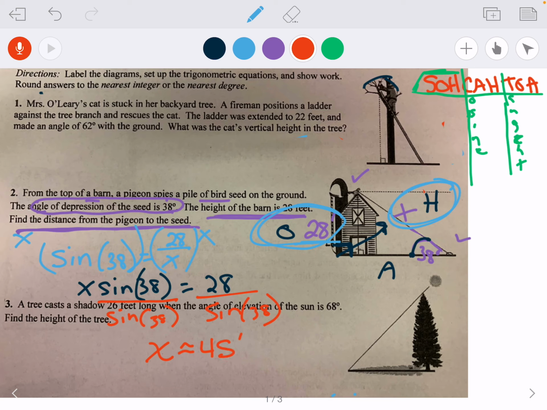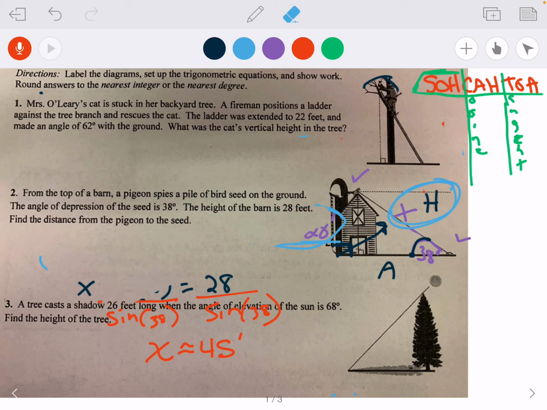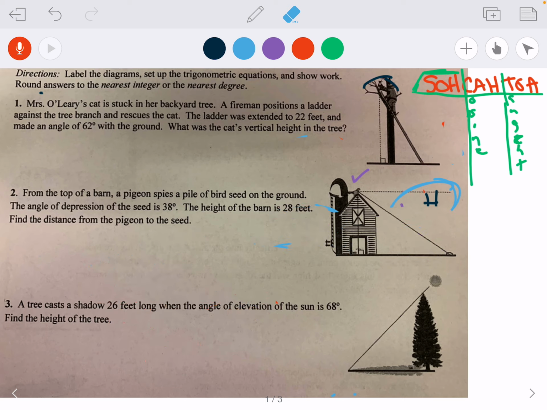So pause this if you need it, otherwise I'm moving on. I'm going to make more room. So I'm going to get rid of that and go ahead and start with the next one. So the third one on this page, again, I'm using my SOHCAHTOA there. I erased my sine over here. Shame on me. So this is sine.